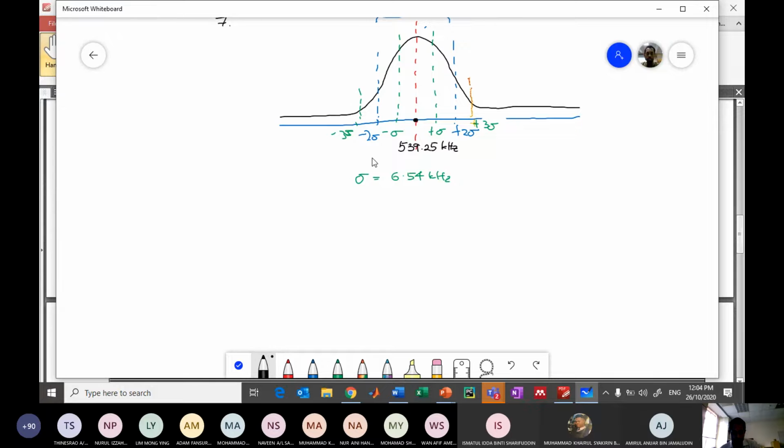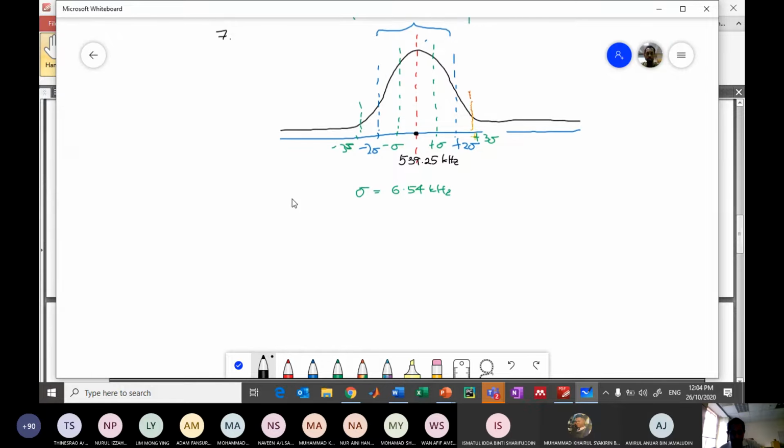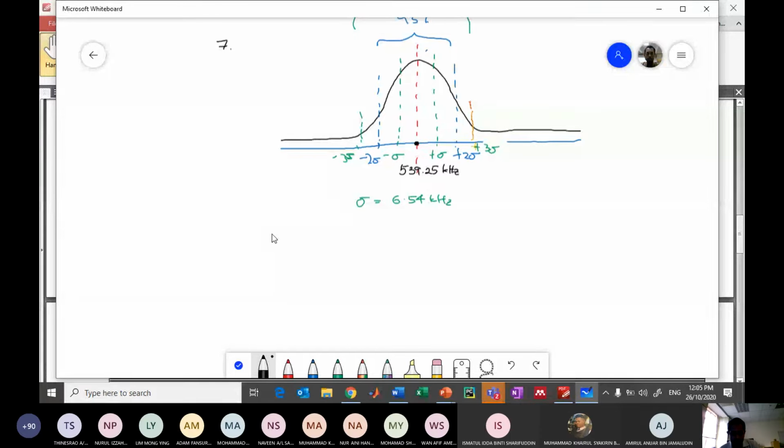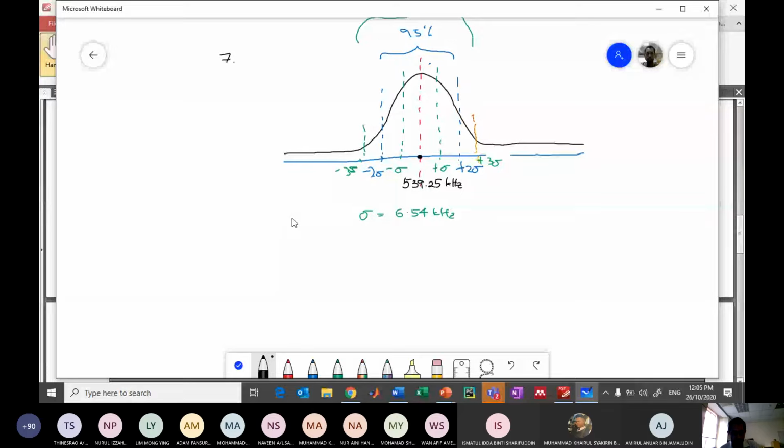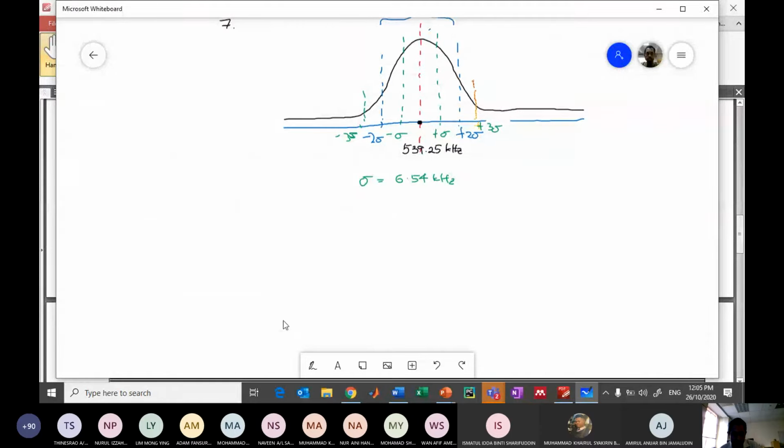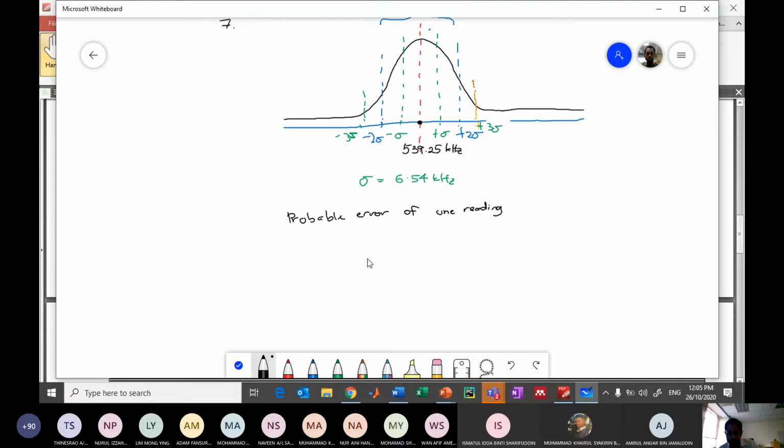So for a probable error, okay. Let me try again. Alright, probable error of one reading. We use it as small r. So r is going to be equivalent to plus minus 0.6745 multiplied by sigma.